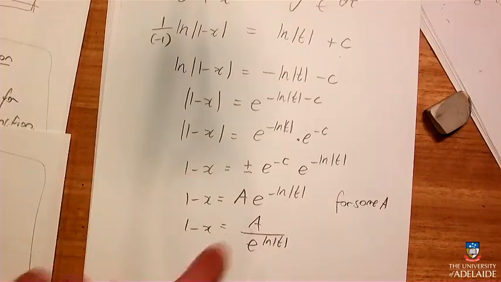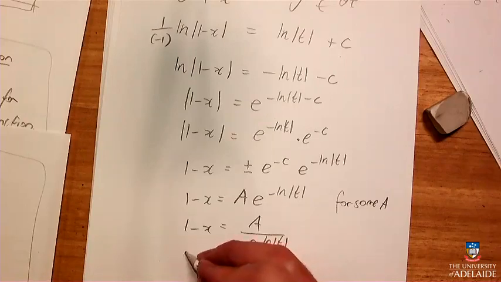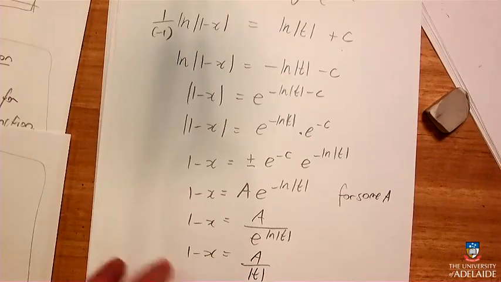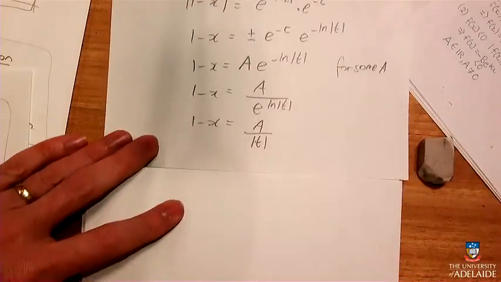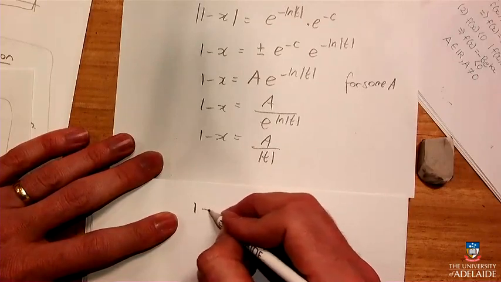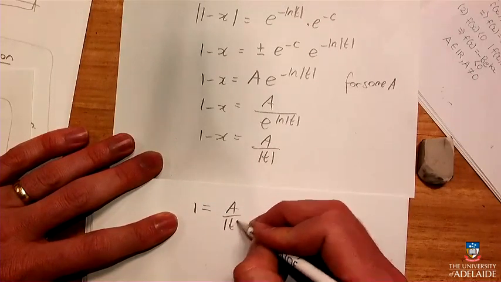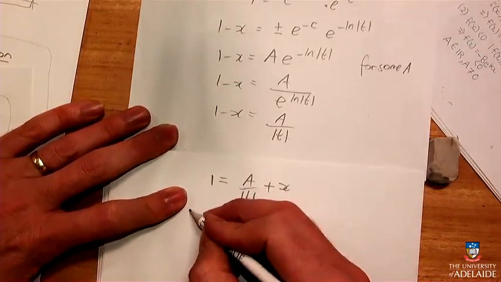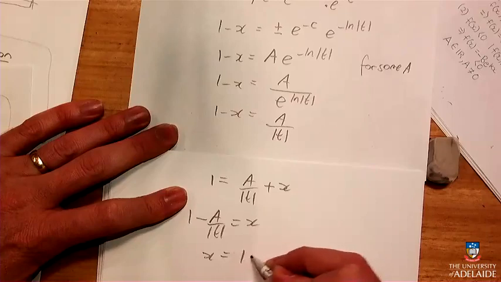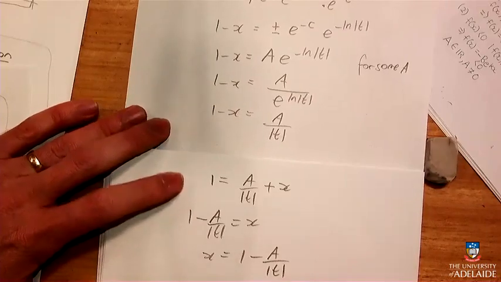Because e to the negative something is the same as 1 over e to the positive something. And now the e to the power of has an ln inside it and they cancel each other out. A over the absolute value of t. And so now I need to get x equals... okay, so x is equal to 1 minus a over the absolute value of t. Fabulous.